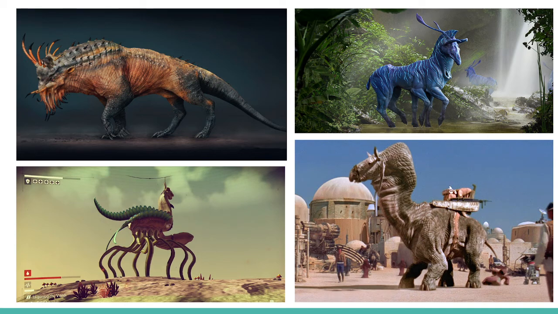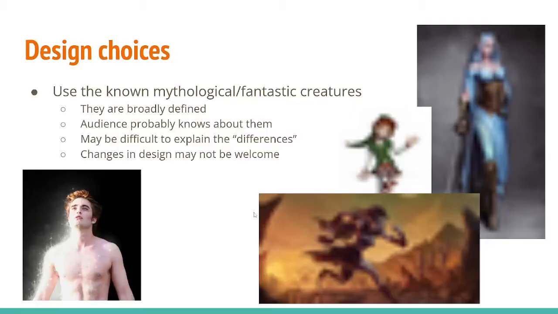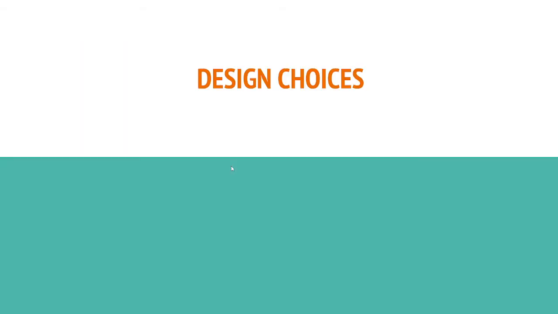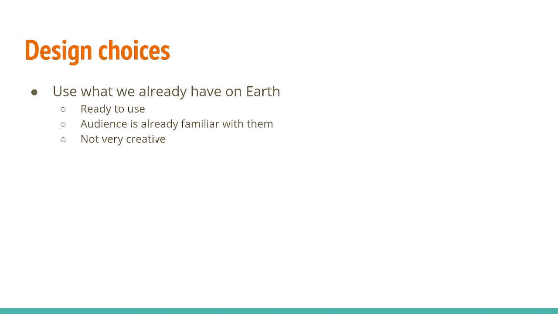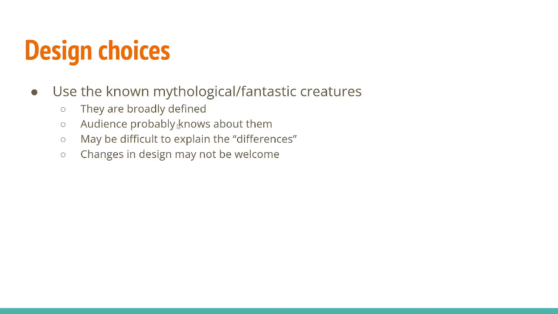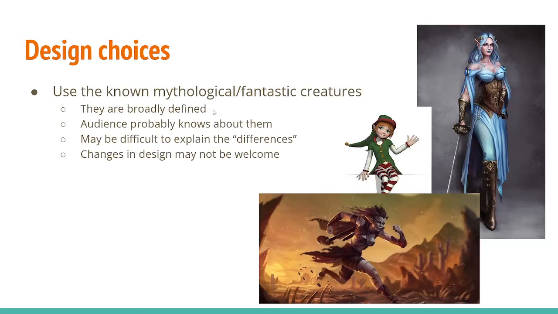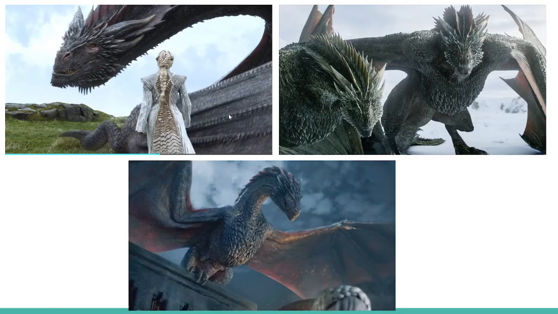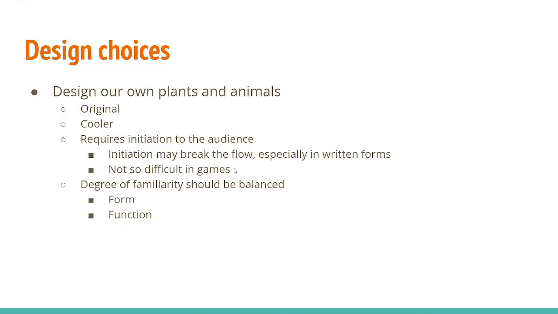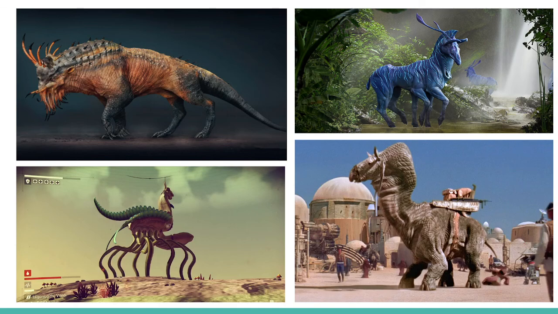So now let's recap. We have 3 design choices, and okay, we can use what we already have, completely reuse the entire catalog of Earth flora and fauna, and that's okay. We can use the known mythological and fantastic creatures, and we can design our own, completely different ones. But we can also mix and match. So let's move on.